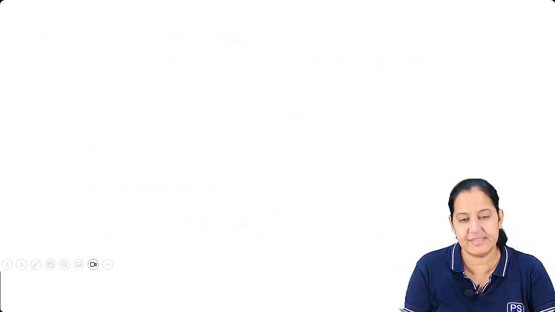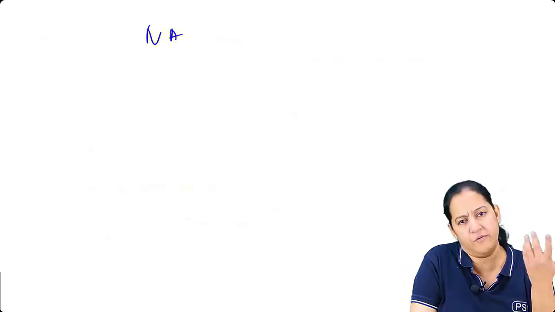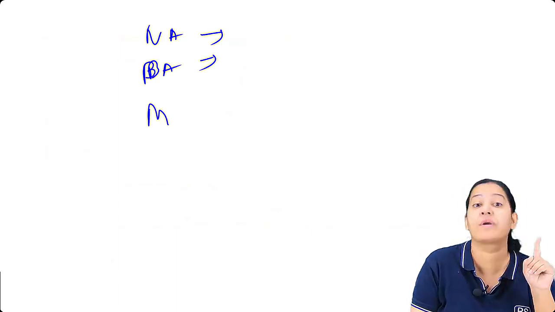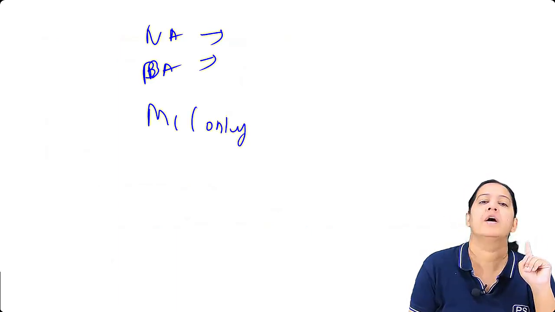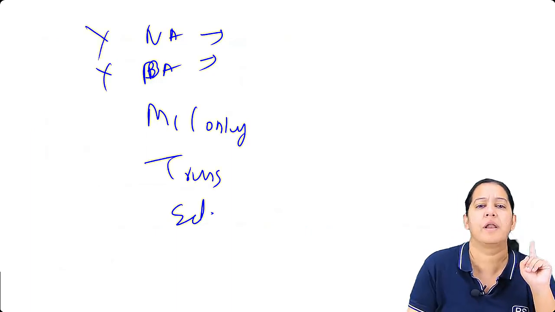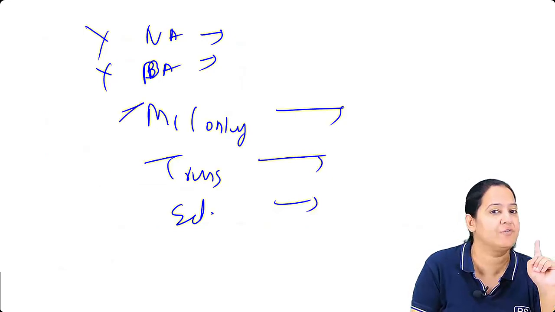So tell me the summary. Nutrient agar not important. If you want to learn, it's okay. Blood agar not important. If you want MacConkey, yes, you have to learn MacConkey. You have to learn transport and you have to learn selective. And now these 2 are not important. But MacConkey, transport, and selective you have to learn.